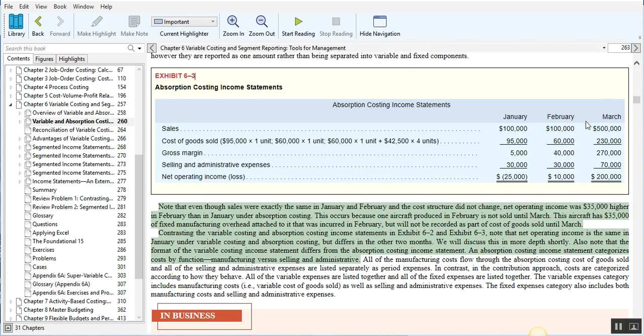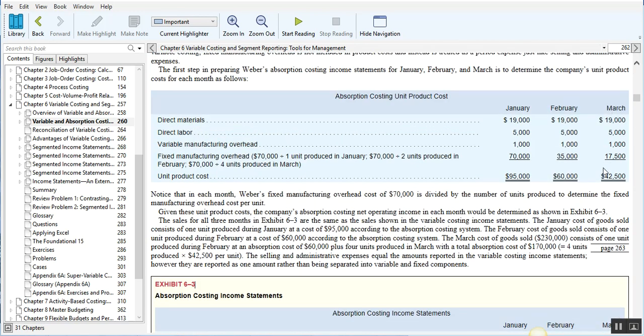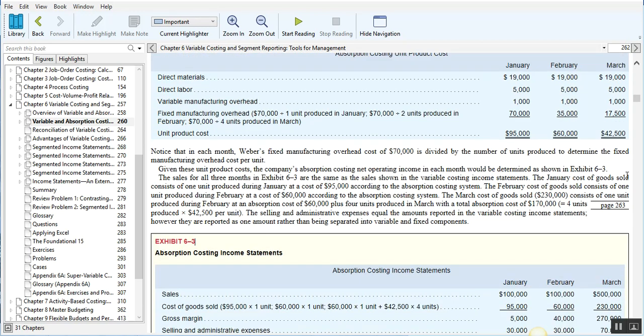Now in March, again, this is going to show an improvement because we're taking the cost of the sales and then the cost of goods sold. And remember, in March, we calculated a cost per unit sold of $42.5 because, once again, we divided the cost of fixed overhead by the number of units we made, which is 4. So we get a cost per unit of $17.5. That gives us an overall cost of goods sold for each unit of $42.5.